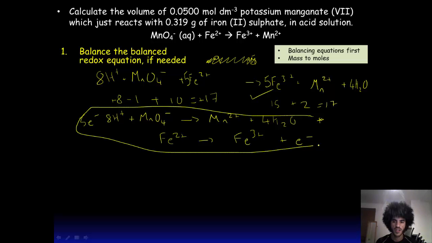All right? Now, if they give you those two equations, you'll see that you've got 5 electrons here, but only 1 here. So you have to multiply that by 5. So you've got 5 there, 5 there, 5 there, and Bob's your uncle. You can then start blending them. So that's your first step.